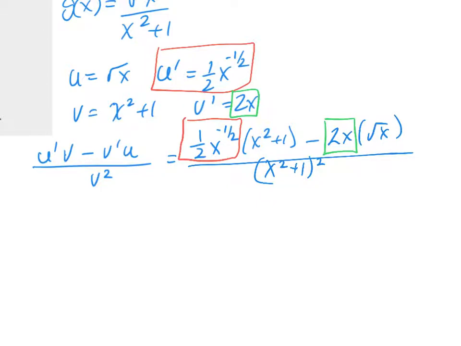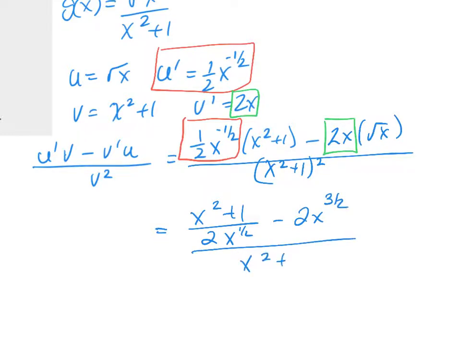So we have to clean this up algebraically. We'd like to be done, but we can't because I have a complex fraction. What I have right now is something that looks like this. I have x squared plus 1 over 2x raised to the 1/2, or the square root of x if you prefer, minus 2x raised to the 3 over 2 all over x squared plus 1, the quantity squared. That's where we are algebraically.